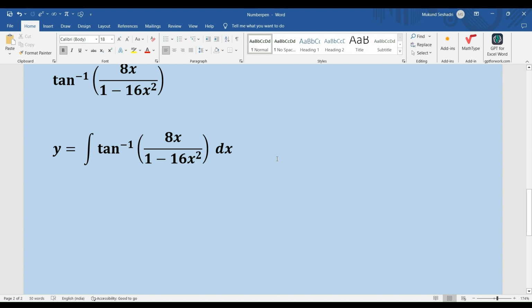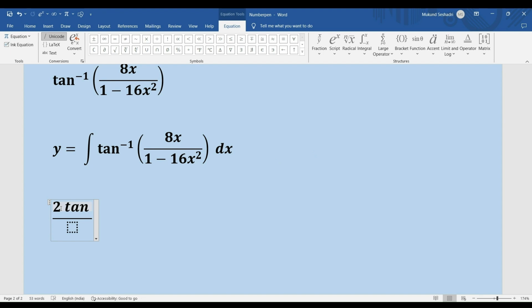So can I connect this with any of the trigonometric identities that I know? Whenever you have a tan inverse, try to connect the expression inside, 8x divided by 1 minus 16x square in this particular case, with another tan related trigonometric identity, right? What could that be? By practice, you would be quick to realize that the formula I need to use to simplify this expression is 2 tan theta divided by 1 minus tan square theta equals tan 2 theta, right?